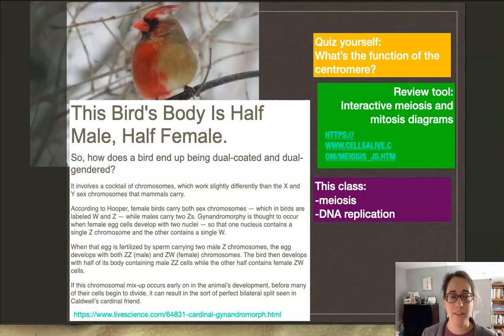So we're going to come back to this slide after I talk about meiosis, and we will discuss why this cardinal that's on the slide is half brilliant red and half of that more muted brown color.